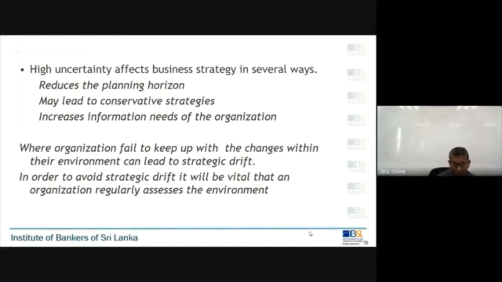If an organization fails to keep up with these changes within the environment, it can lead to a strategic drift. Strategic drift means moving away from our direction. So remember, in order to avoid strategic drift, it is very important to constantly review the environment and regularly assess it. That is why we need to do this consistently.